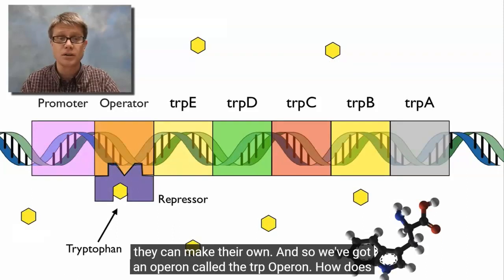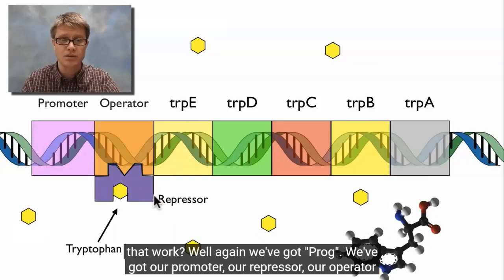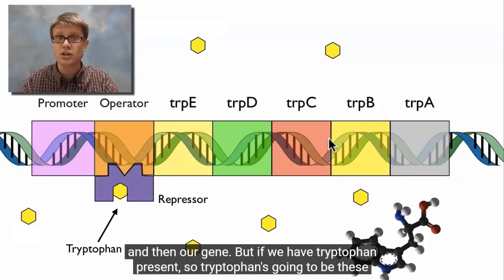And so we've got an operon called the trip operon. How does that work? Well, again, we've got prog, we've got our promoter, our repressor, our operator, and then our genes.